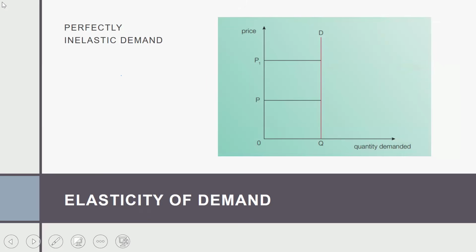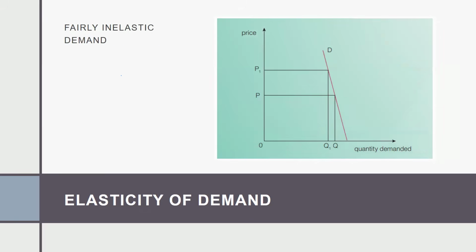This is what the graph would look like if it's perfectly inelastic. See, it has different prices, but demand stays the same, going straight line upwards. That's perfectly inelastic. This is what fairly inelastic would look like. It's slightly slanted, not fully straight.